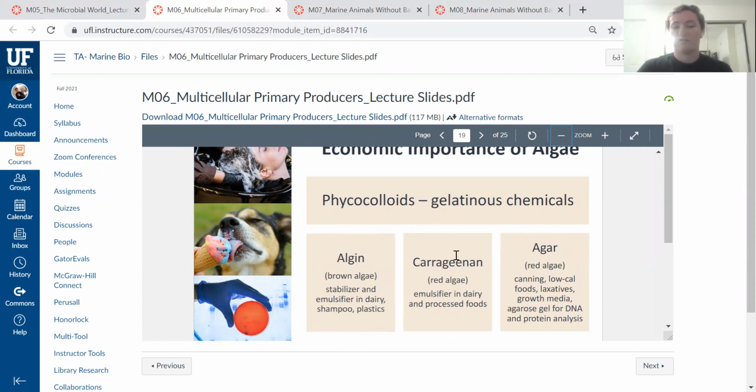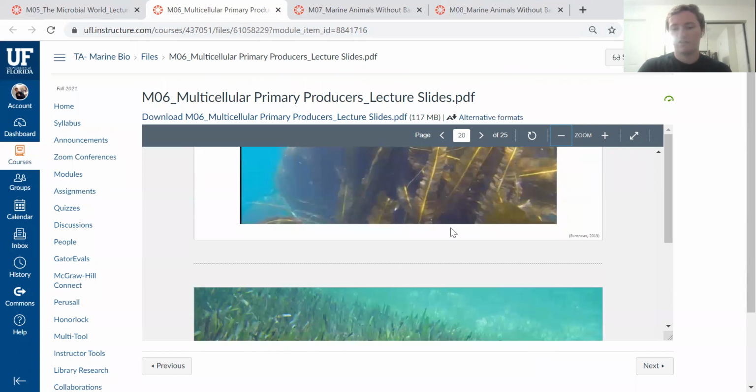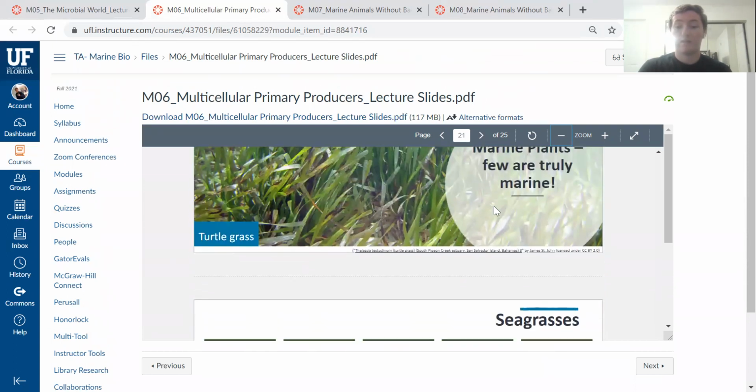Carrageenan is something you'll again find in stuff like ice cream, and agar is what you are commonly going to see in your agar plates for a biology lab, because I know we do have a lot of biology kids in here. Canning and low calorie foods and stuff like that. It is a good laxative. So it is something that you'll see in a couple of products that we consume as well, but is really a great spot for biological research. That's an agar gel. Biofuels is really interesting too, and then marine plants.